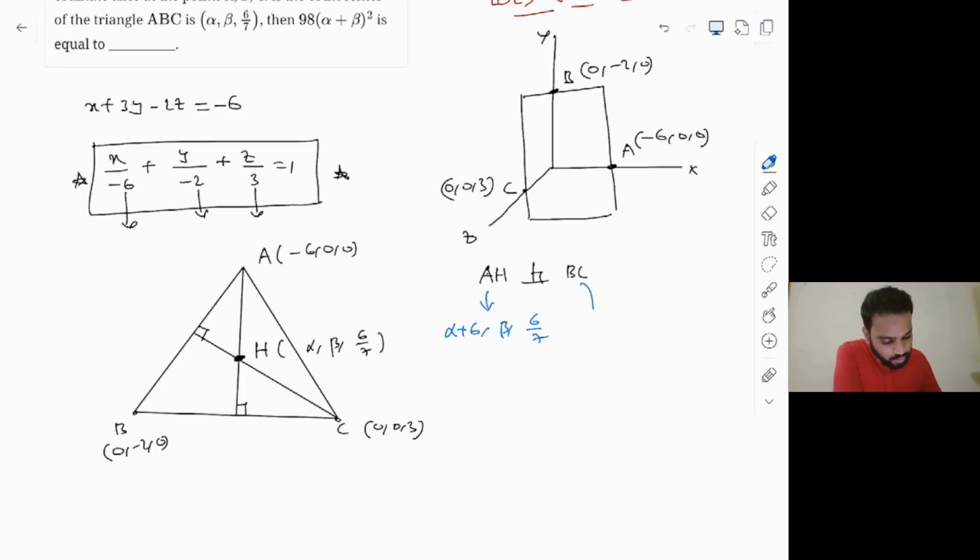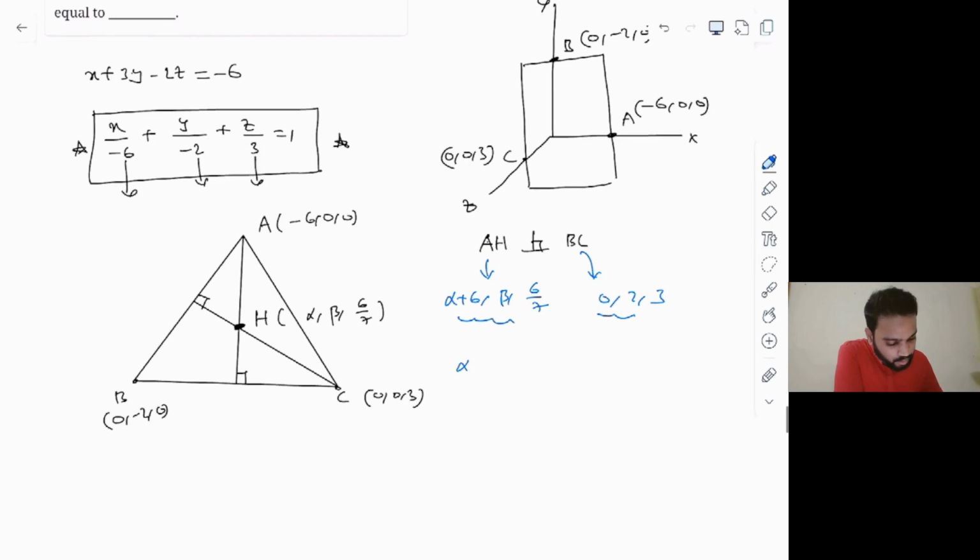Similarly, let's write down the DRs of BC, which will be 0, 2 and 3. Next, these two straight lines are perpendicular to each other. We know very well what to do: if two lines are perpendicular, then a1 a2 plus b1 b2 plus c1 c2 equals 0. So we get alpha plus 6 into 0, plus beta into 2, plus 6 by 7 into 3, equals 0.